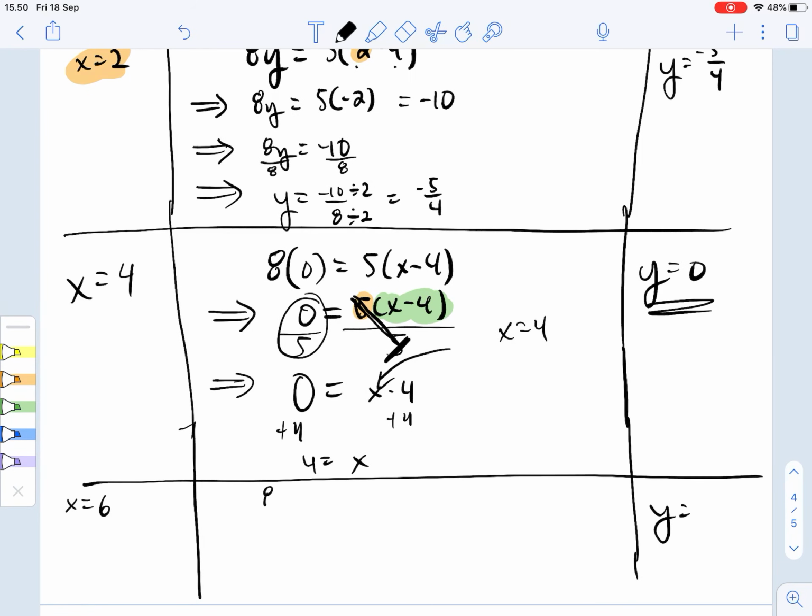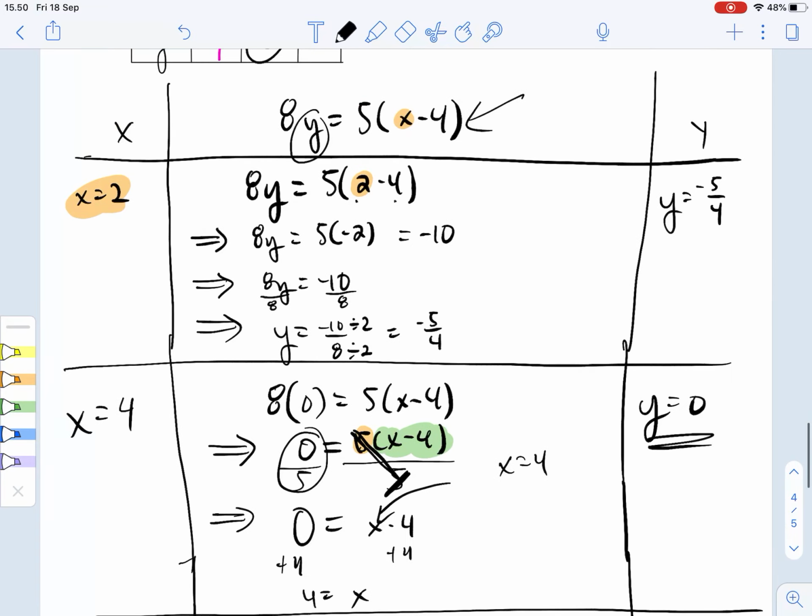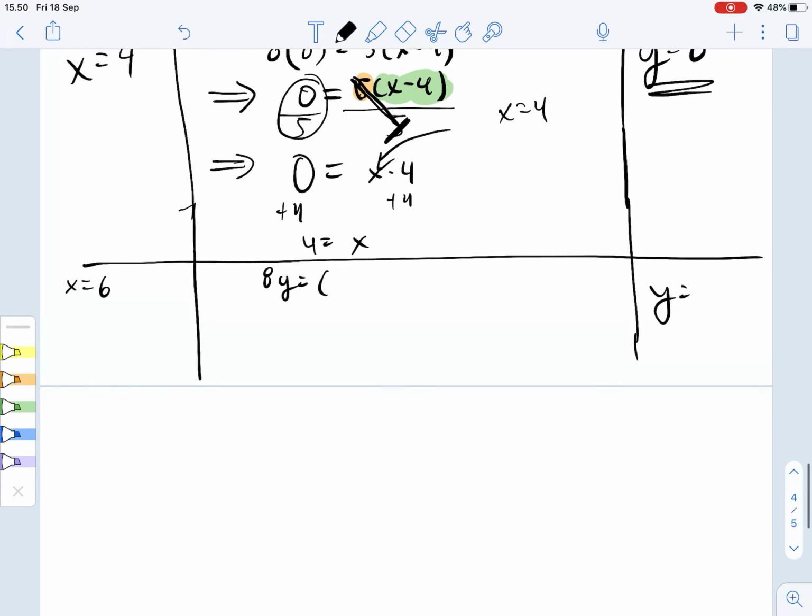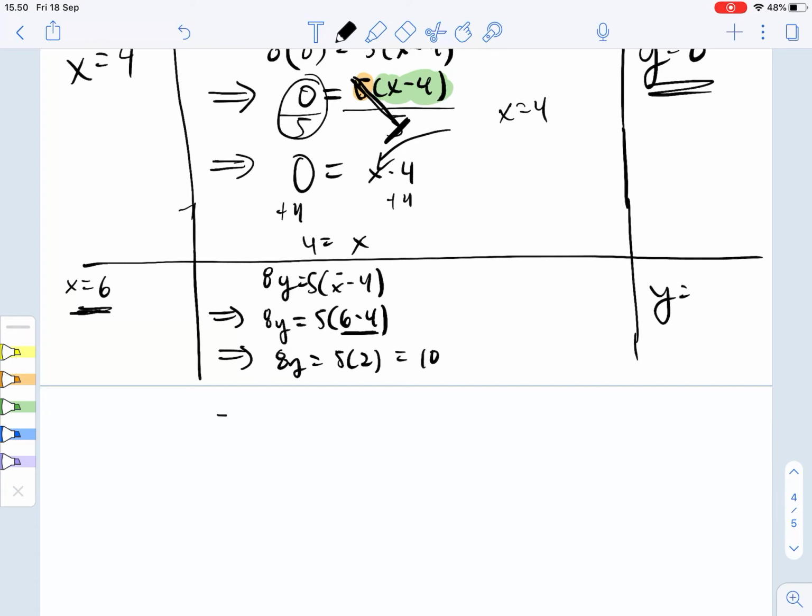All right, we use our equation. 8y equal to, again, I'm using this, 5 times x minus 4. And I'm going to plug in 6 for x, so 8y is equal to 5 times 6 minus 4. 8y is equal to, 6 minus 4 is 2, so 5 times 2. I know 5 times 2 is just equal to 10. So I can say 8y is equal to 10.